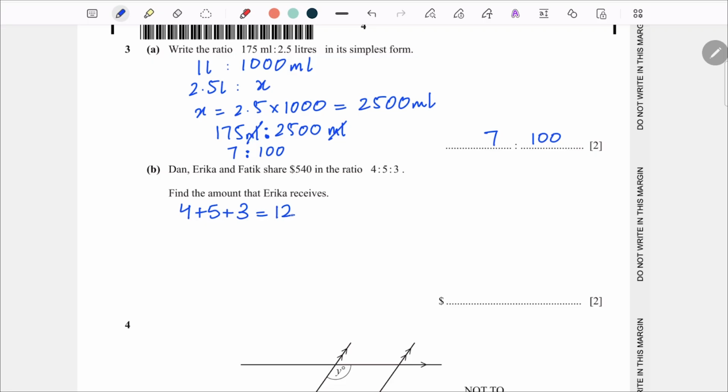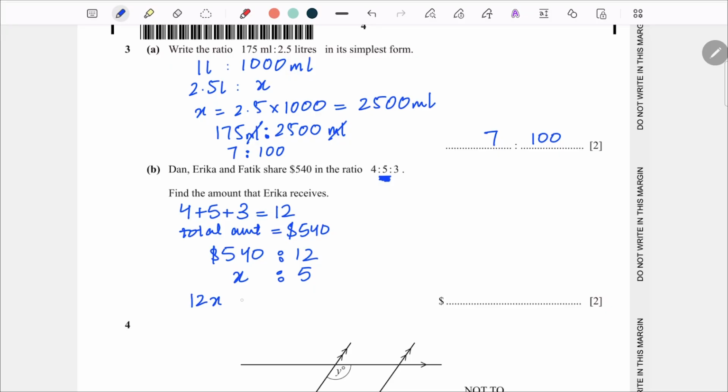So there are 12 total shares, and the total amount of money is $540. So we can solve this by ratios. The total amount of money is 540. The total number of shares is 12. The number of shares that Erica has in ratios is 5. And the amount of money that she has is unknown, so we'll put that as x.